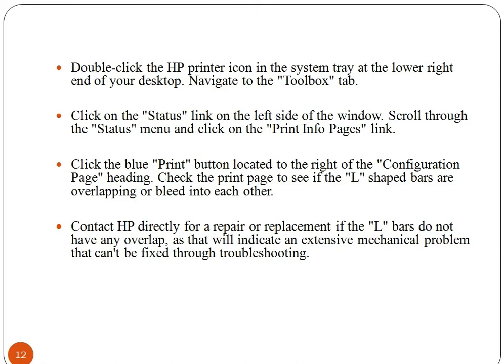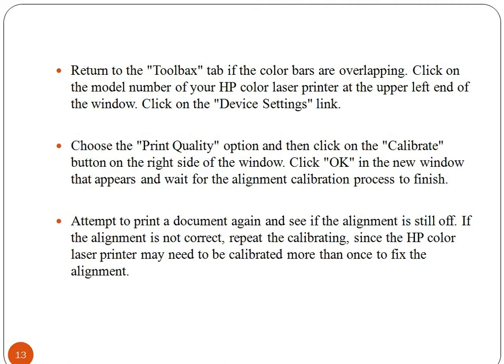Click on the model number of your HP color laser printer at the upper left end of the window. Now click on the Device Settings link. Now choose the Print Quality option and then click on the Calibrate button on the right side of the window. Click OK in the new window that appears and wait for the alignment calibration process to finish. After following these steps, attempt to print a document again and see if the alignment is still off. If the alignment is not correct, repeat the calibration, since an HP color laser printer may need to be calibrated more than once to fix the alignment.